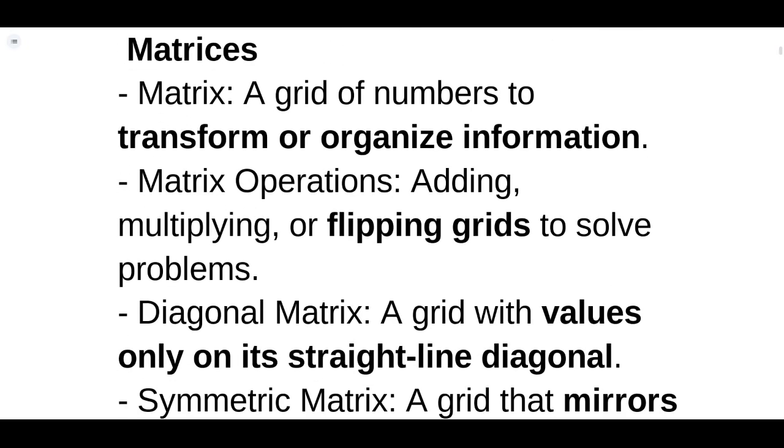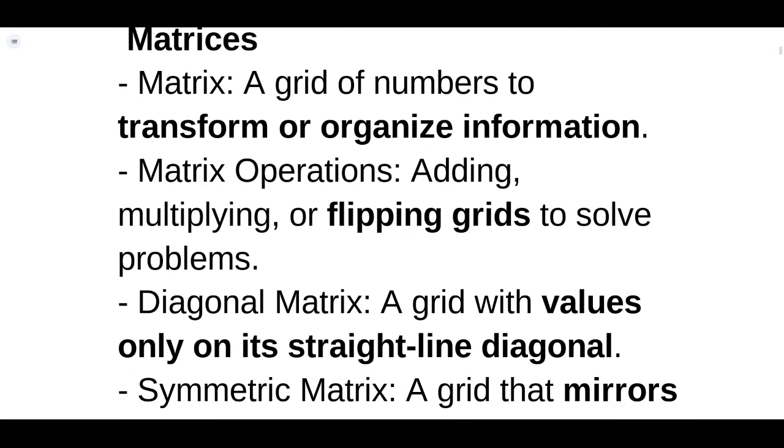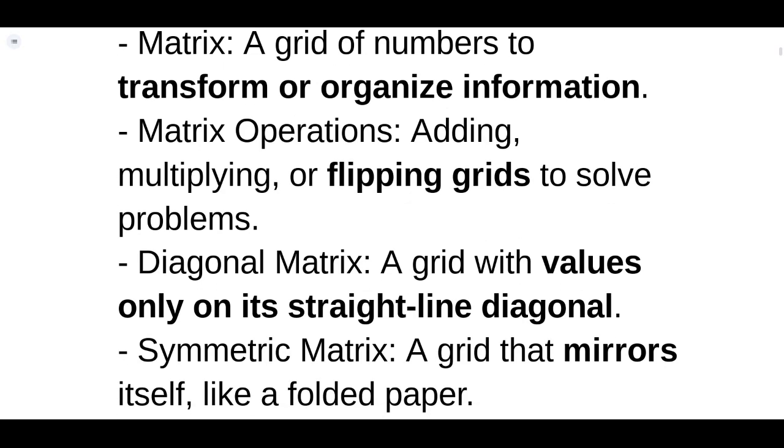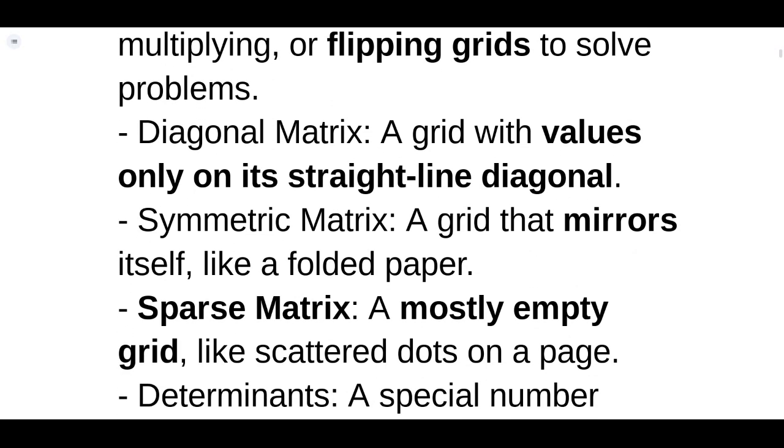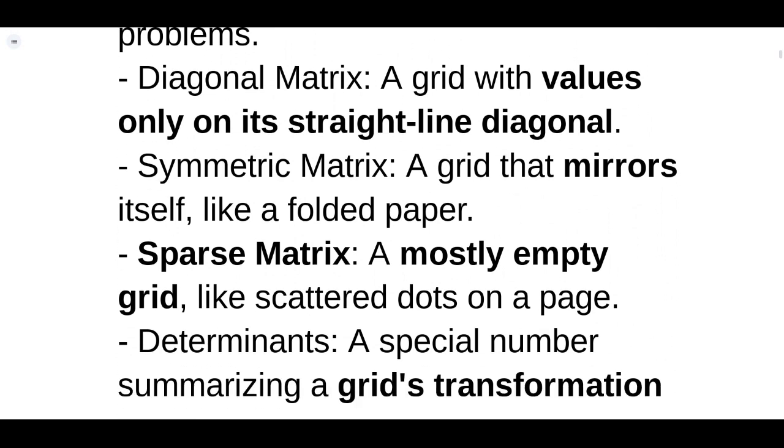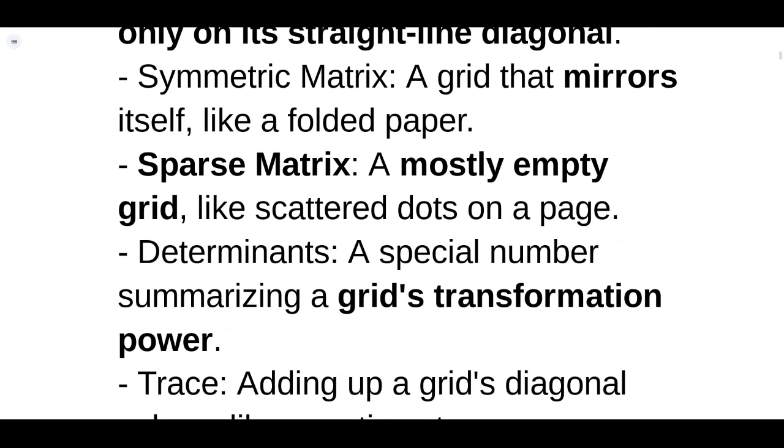So then we have matrices. Matrix, a grid of numbers to transform or organize information. Matrix operations, adding, multiplying, or flipping grids to solve problems. Diagonal matrix, a grid with values only on its straight line diagonal. Symmetric matrix, a grid that mirrors itself. Sparse matrix, a mostly empty grid.